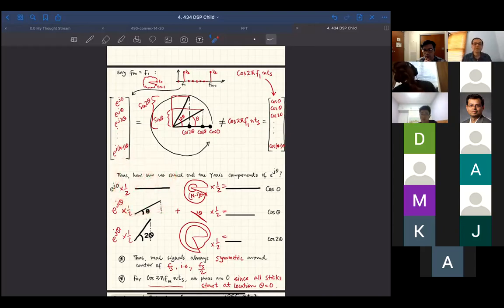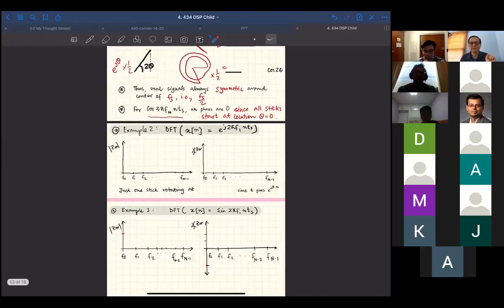Okay. So again, it'll become clear once we do sine. Yeah. And then you say these are always symmetric around the center of Fs? Yes. I mean, the center of Fs is Fs divided by 2, right? Okay. 0 to Fs, right? That's the bandwidth. Yeah, you have to be symmetric around the center. That center is Fs by 2. Okay.